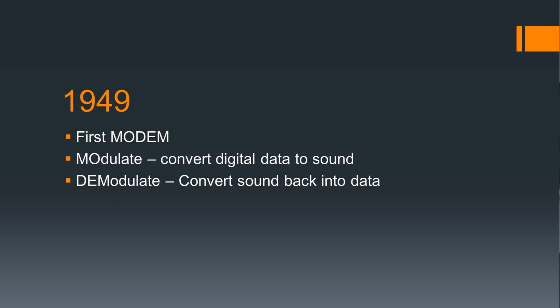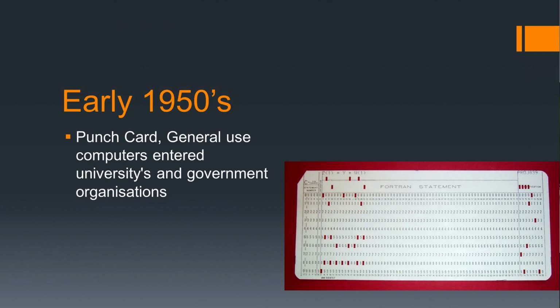This allowed the modulation, that's the turning of digital data into sound, and then the demodulating, that is turning the sound back into digital form. This allowed the American military computer systems to talk to each other using ordinary phone lines. Once again, this was cheaper than dedicated data lines or telegraph lines.